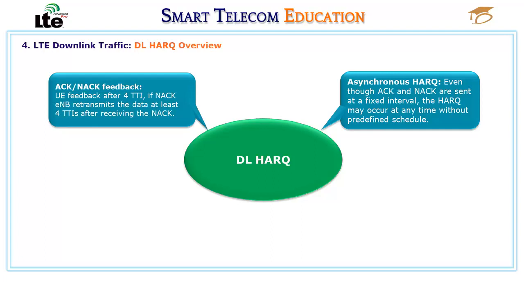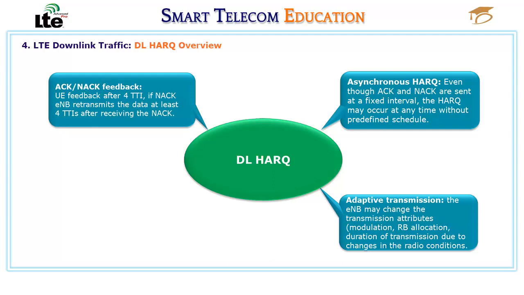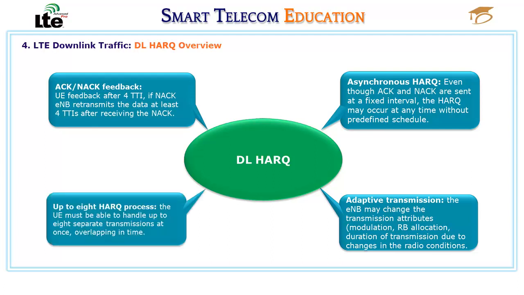The eNodeB must continuously monitor the channel in order to not miss any retransmissions. Adaptive transmission: the UE may change some or all of the transmission attributes used in each retransmission, due to changes in the radio conditions. 8 HARQ processes and buffers: the UE must be able to handle up to 8 separate transmissions at once, overlapping in time.